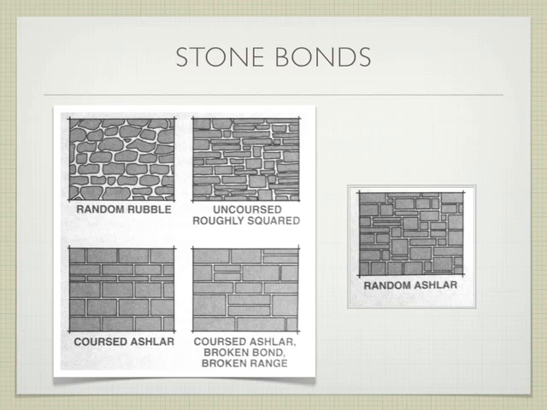We have our random rubble, or our uncoursed, roughly squared stone, right? Both of these are up to the mason, who's actually making the building or making the veneer, to decide this rock looks like it goes here, right? And there's certainly an art to this.